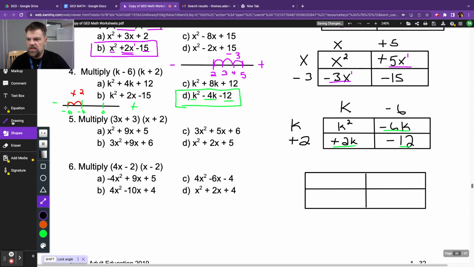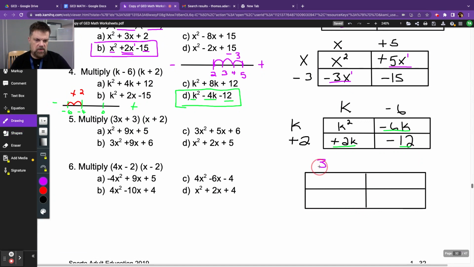Now that one might be a little trickier, but yes, you're right. We'll write down 3x plus 3 over here times x plus 2. Now, when you see an x, think of 1. So in here, we're going to multiply the coefficients. That's the fancy word for numbers. What's 3 times 1? 3. Okay, now what's x times x? X squared. So it just becomes 3x squared.